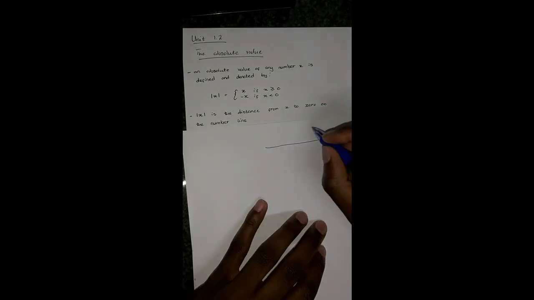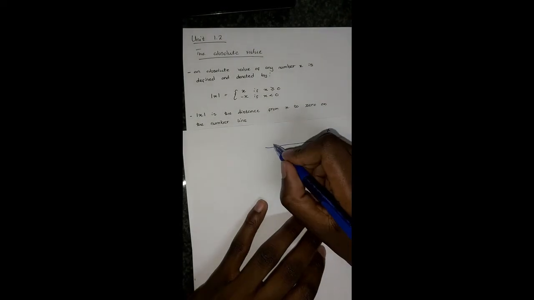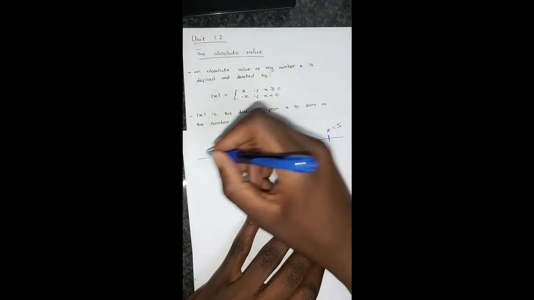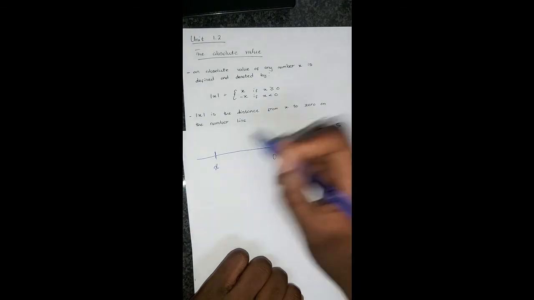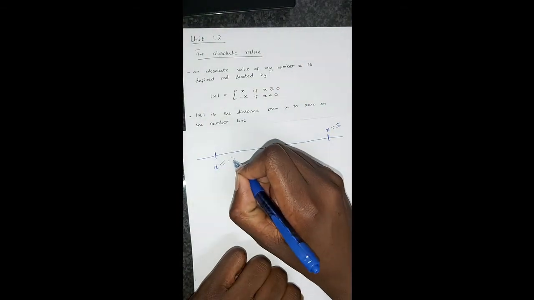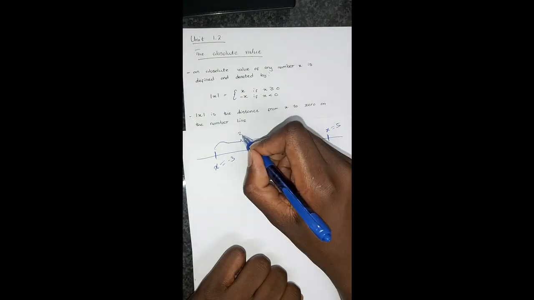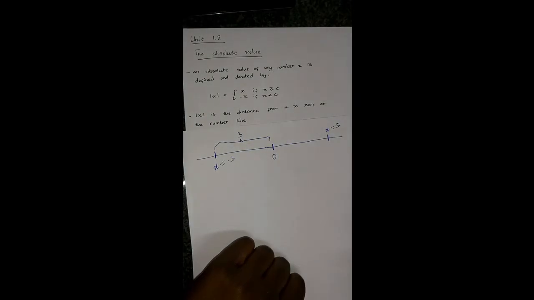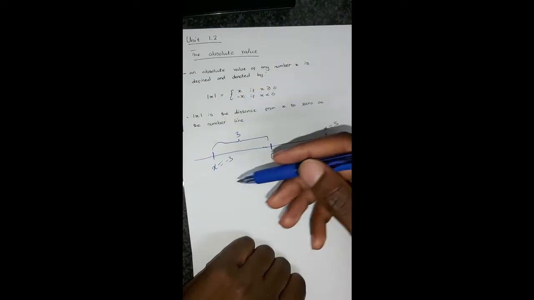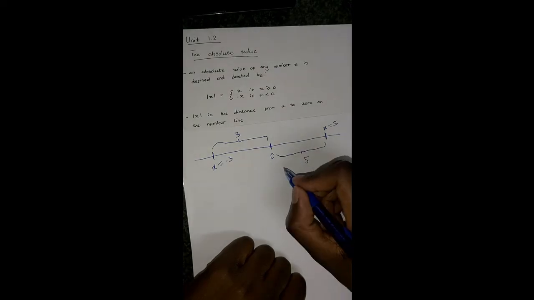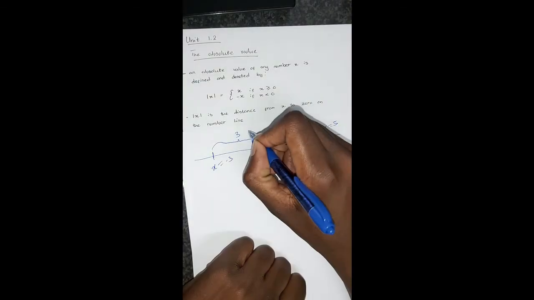So on your number line, let's say that's the 0, and let's say your x is equal to 5, or over the side, let's say your x is equal to negative 3. So our modulus will be this distance, which is 3. So distance can never be negative. That's why the modulus sign, the absolute value, will always be positive. And over here, you have 5. So this will be a modulus of x. That will be a modulus of x as well.